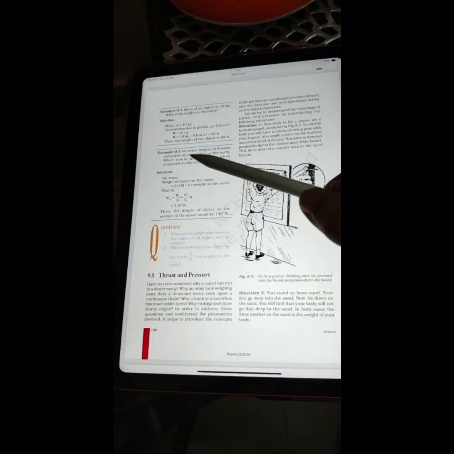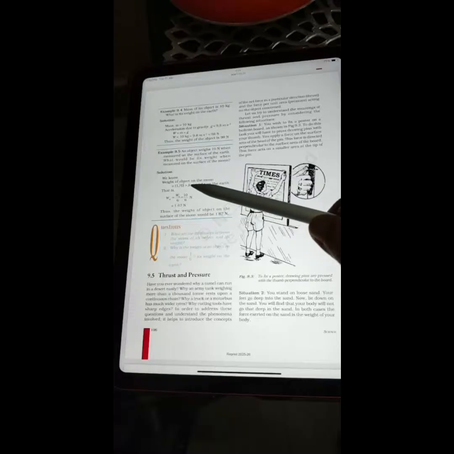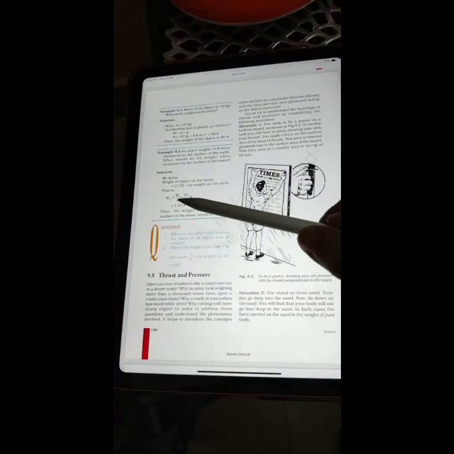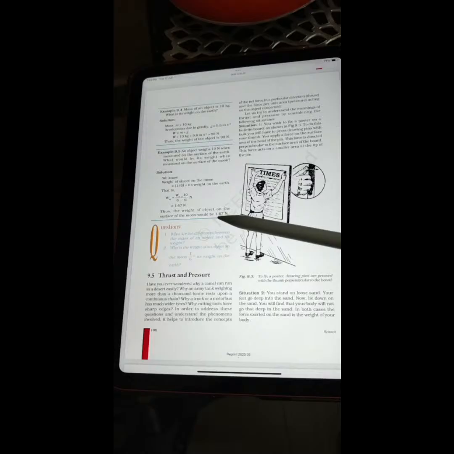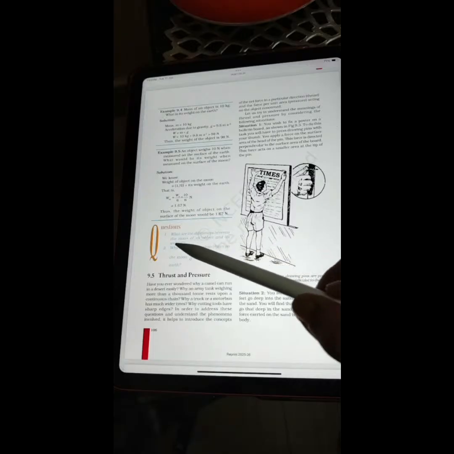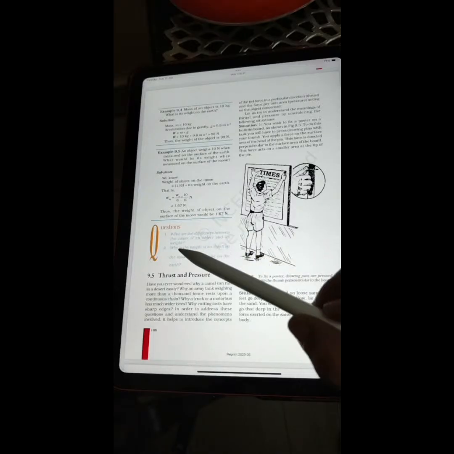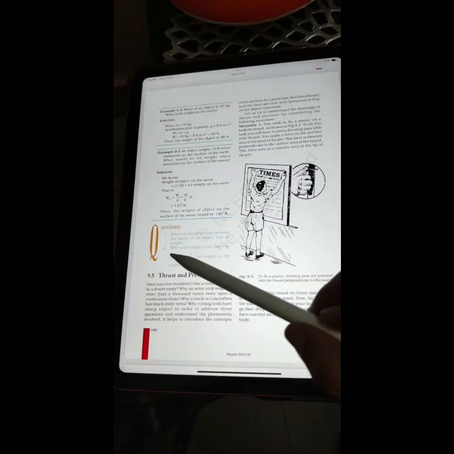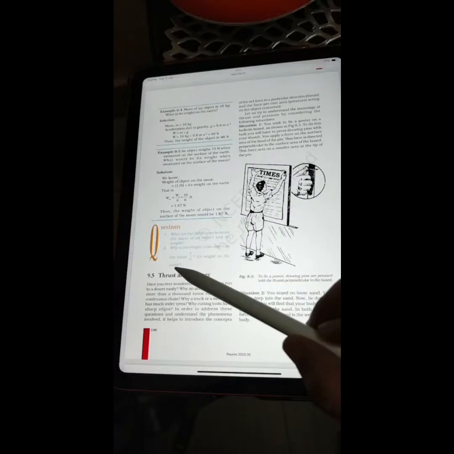Example 9.5: an object weighs 10 Newton when measured on the surface of the earth. What would be its weight when measured on the surface of the moon? Solution: we know the weight of an object on the moon is 1/6 of the weight on the earth, that is Wm = We/6 = 10/6 Newton. So it will become 1.67 Newton. Thus the weight of the object on the surface of the moon would be 1.67 Newton. In-text questions are two. Question 1: what are the differences between the mass of an object and its weight? Question 2: why is the weight of an object on the moon 1/6 of its weight on the earth?